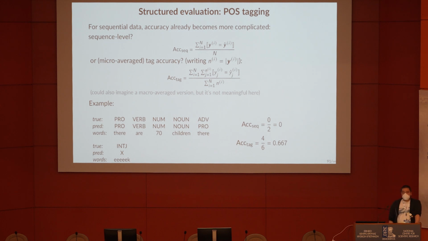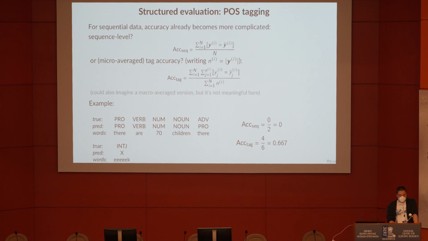If we apply accuracy as is, we would get a form of sequence level accuracy, in which we would count a sequence as correct if we got the whole sequence right, and otherwise we would count that as a 0. So for this example here, with these two sentences, I made one mistake here and one mistake here, but if we calculate sequence level accuracy, they are both wrong, so we have 0 over 2 accuracy in total.